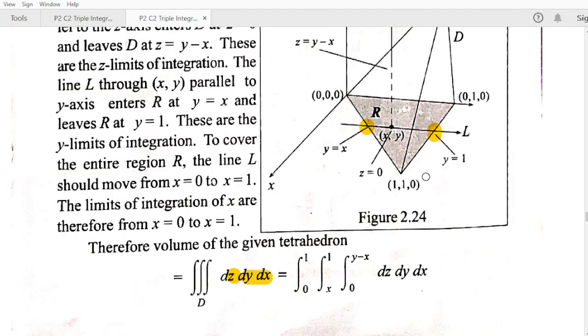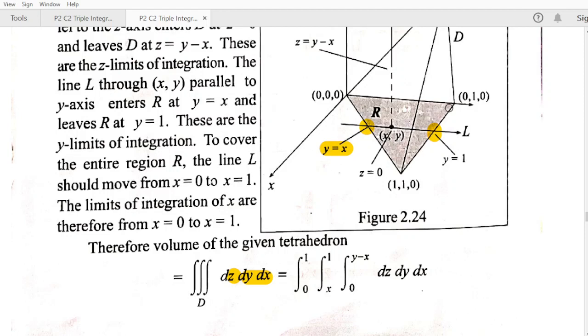Here we are having 2 points. This is x1, y1, z1. This is x2, y2, z2. So we'll be substituting these 2 points in our equation, and solving, we get that the equation of this line is y equal to x.